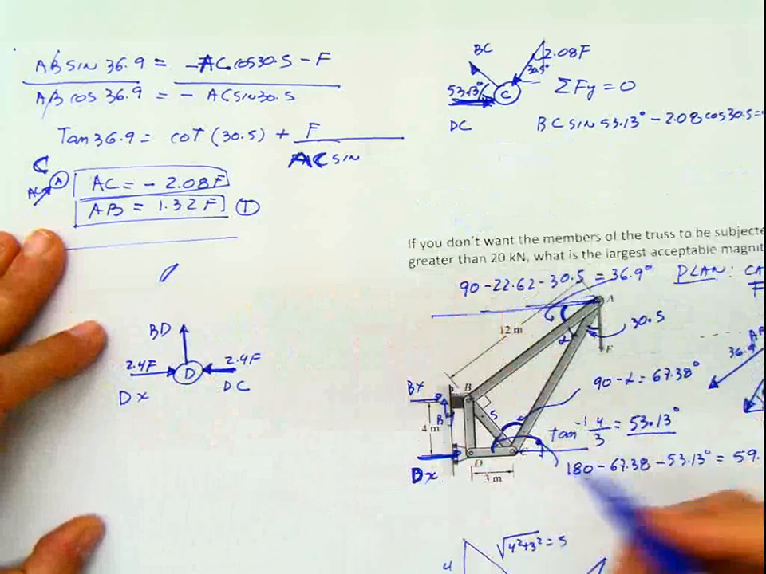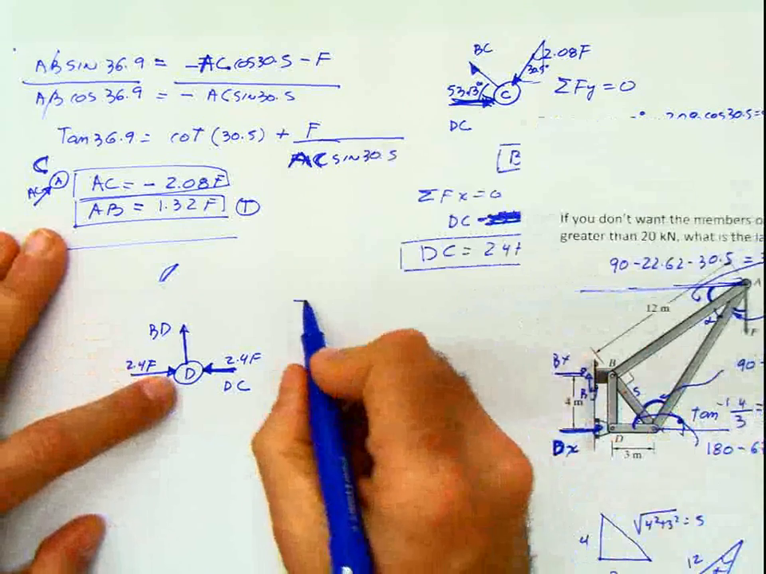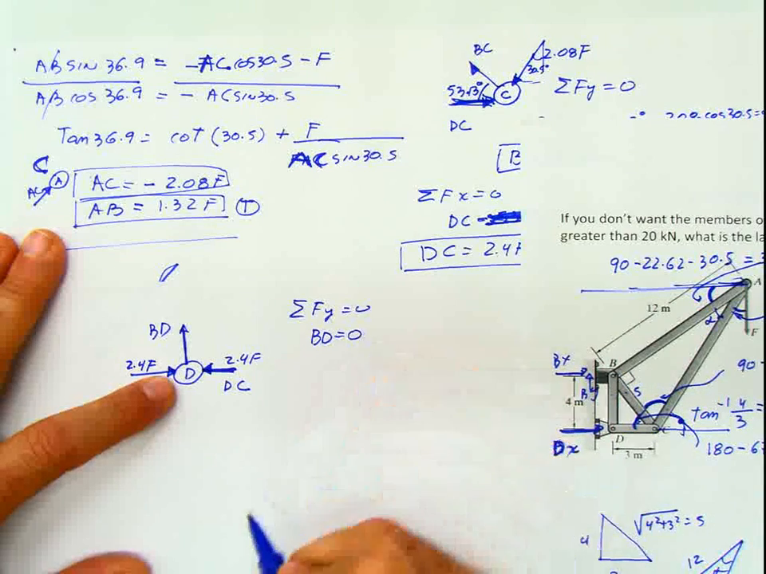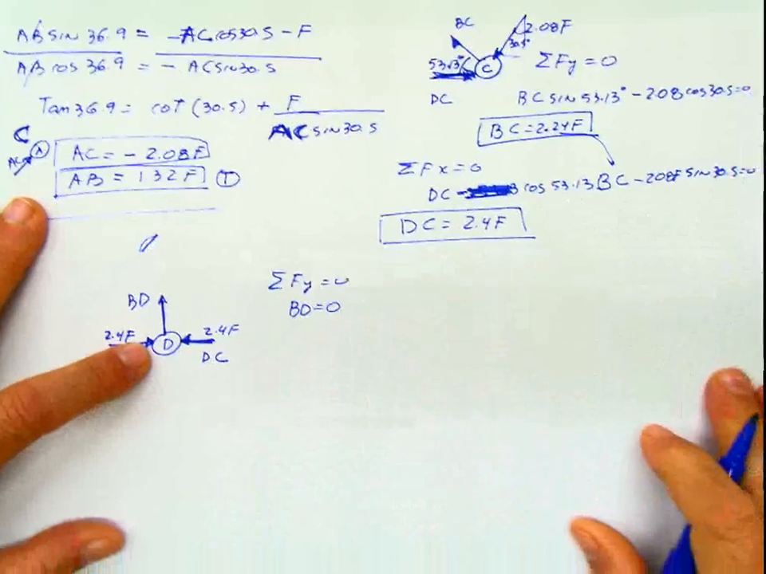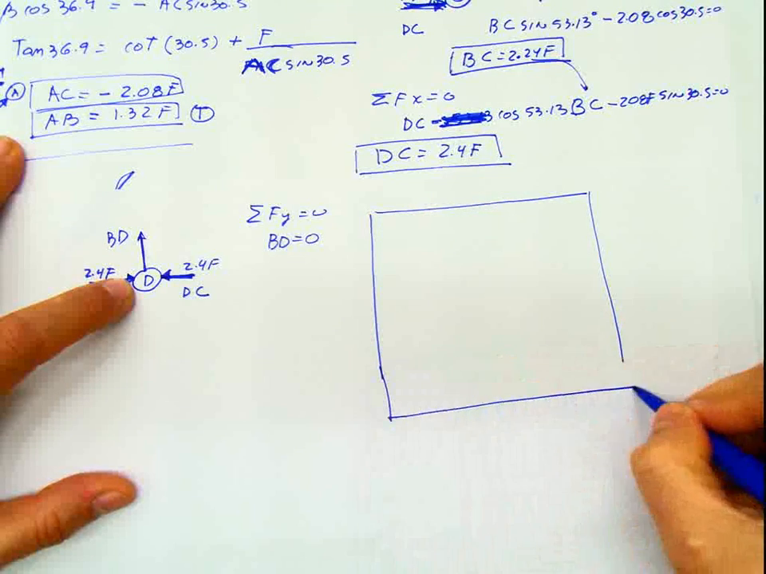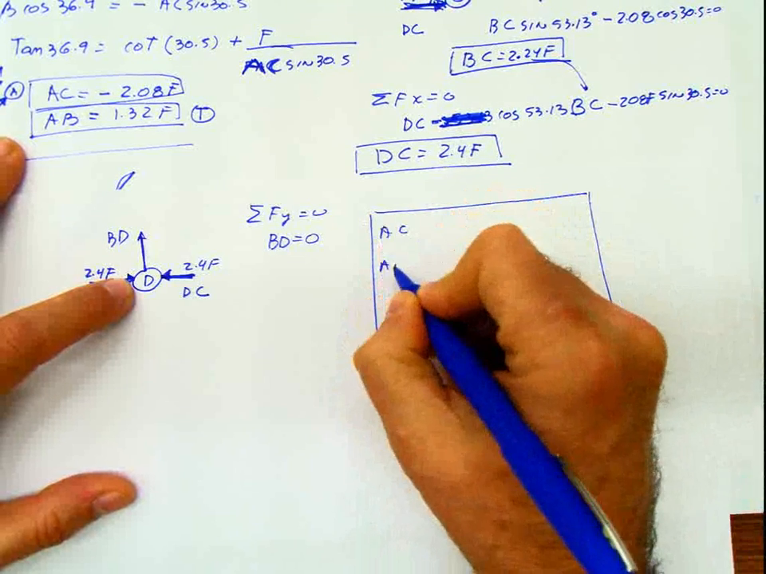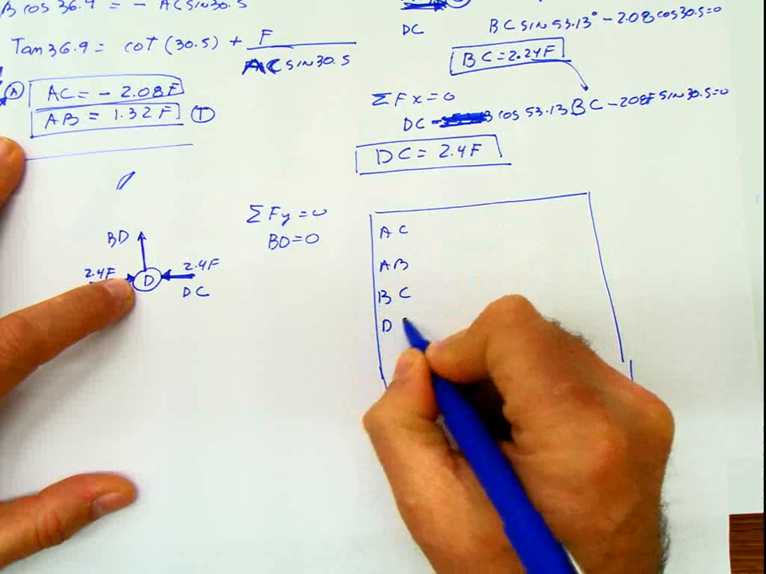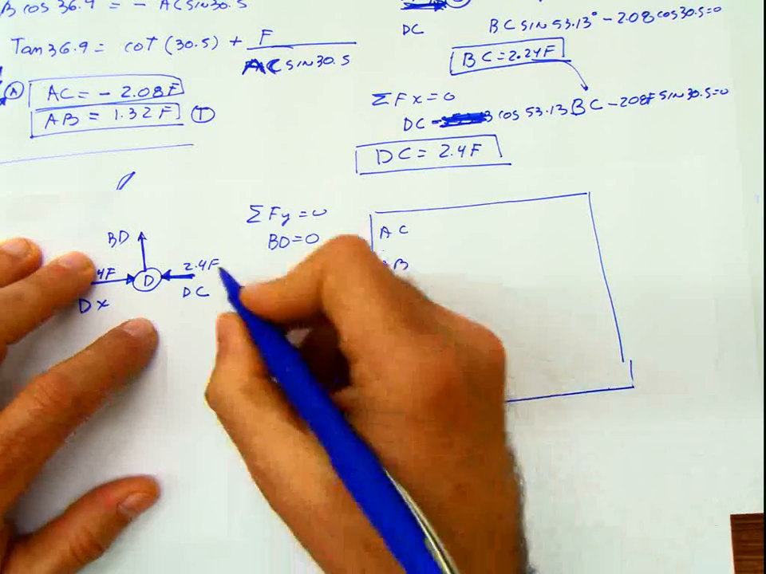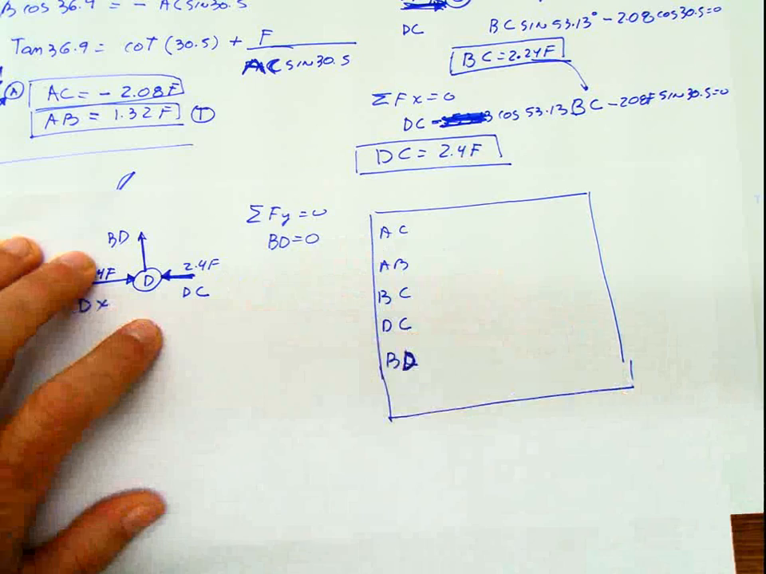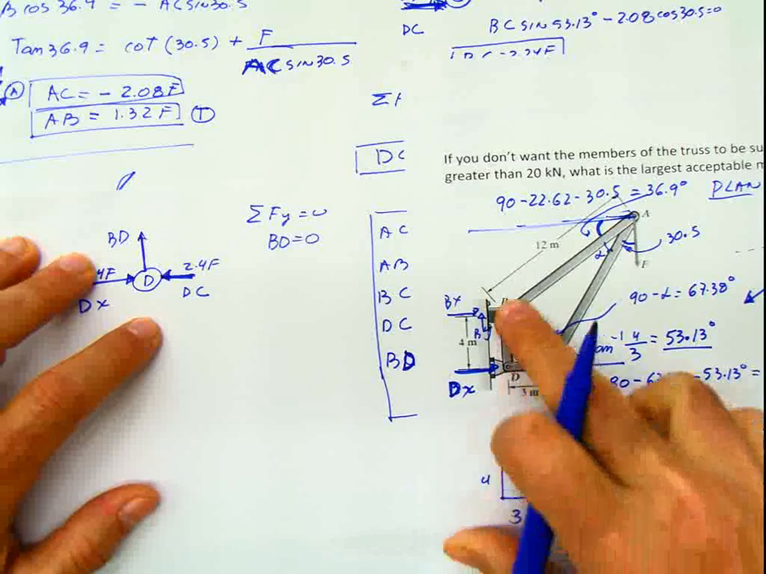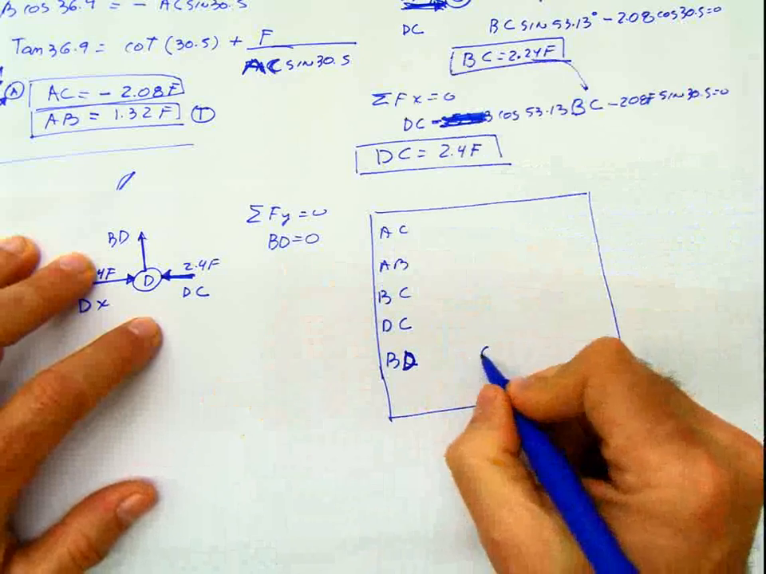Remember I told you at the beginning that this is a zero force member? Well, now you can see it, because if you do summation of forces in Y equals 0, then BD is going to be equal to 0. Now we have all our forces. We create our table with our results. AC, AB, BC, DC, BD. BD is the last one that we calculated here. I have it here. It's 0.